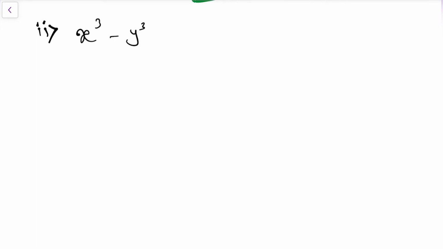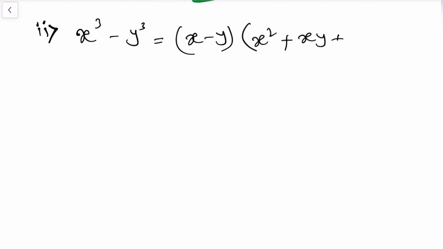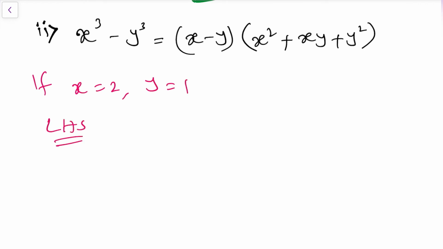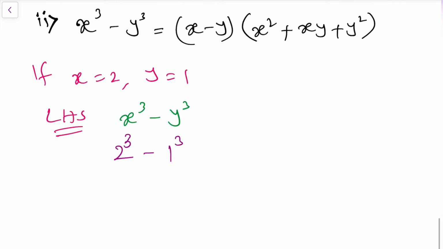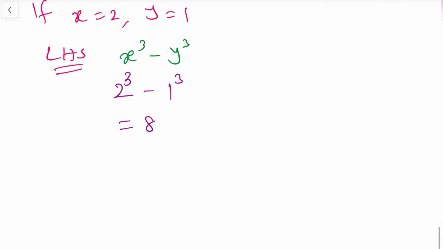x cube minus y cube is equal to x minus y into x square plus xy plus y square. Again, for easy calculation I am going to substitute x equals 2 and y equals 1. LHS I will solve first. LHS we have x cube minus y cube. In the place of x substituting 2. So 2 cube minus 1 cube. 2 cube is 8, minus 1 cube is 1. So 8 minus 1, 7.